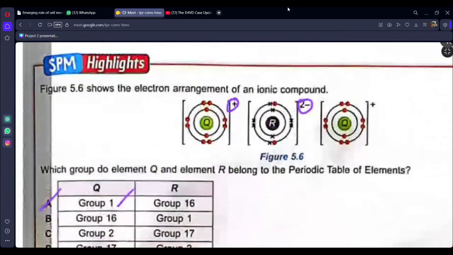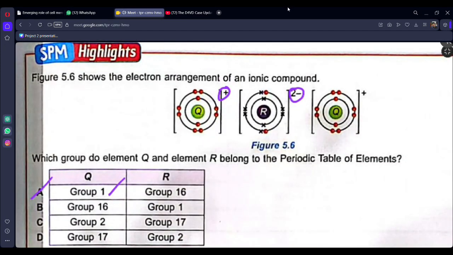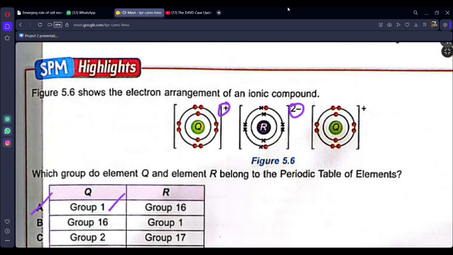Okay, cantik. Now this one, look here, positive 1 charge, -2, positive 1 again. So what's going on? Which groups do element Q and R belong to in the periodic table? Very simple. How to find out?